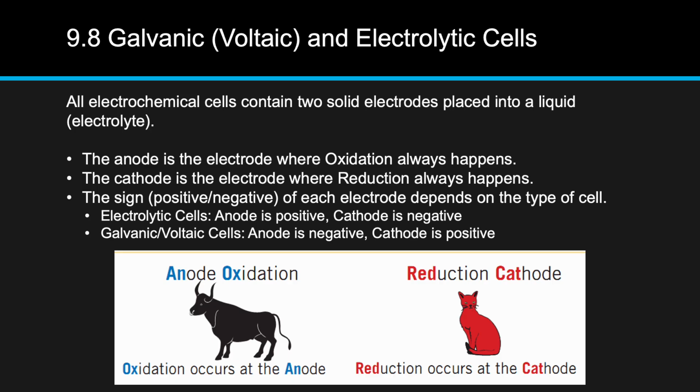However, in a galvanic or voltaic cell, those electrons are flowing on their own. So because oxidation is happening at the anode, all of those electrons are coming from the anode, which is why it's negative, and then it's going to be attracted to the positive cathode.